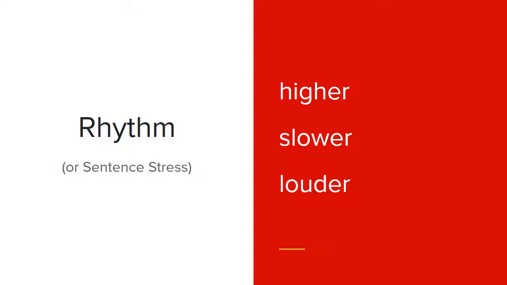Now let's talk about rhythm. Rhythm is sometimes called sentence stress. So the idea here is that just as with syllable stress, some syllables in a word might be stressed more than others, with a sentence, some of the words of that sentence may receive more stress than others.